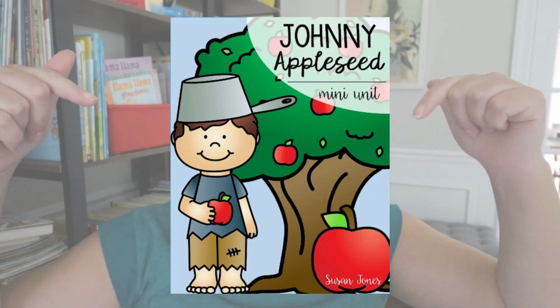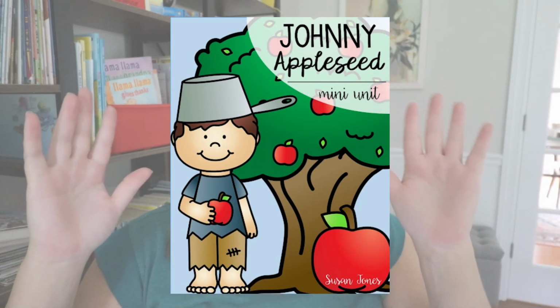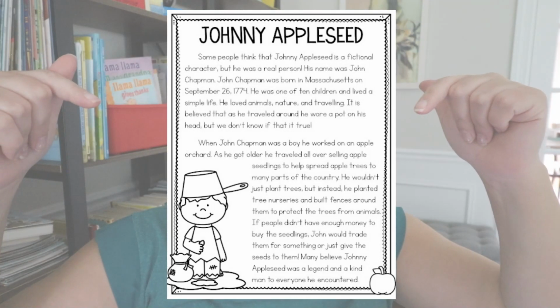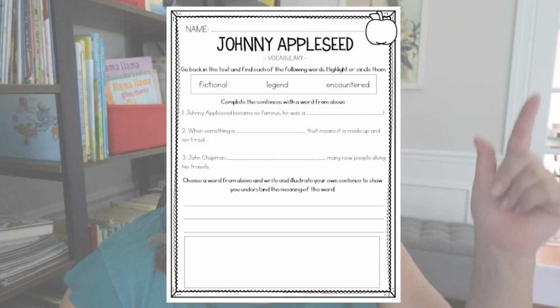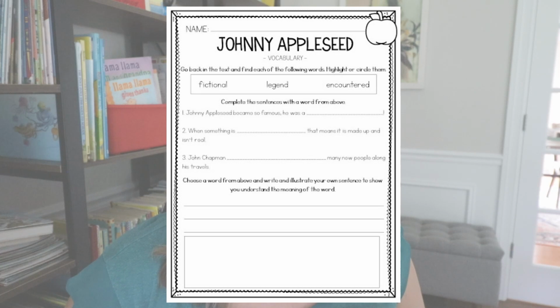It looks like this. And here is a full nonfiction sheet all about John Chapman that you can read aloud to your students. Now you can see by looking at this text that in second grade, your students would probably be able to read this independently, but in kindergarten or first grade, you'll want to read this with your kids. And then I also included a free vocabulary sheet here where your students can fill in the blanks, and then they can choose a word from above and illustrate to show that we understand what fictional, legend, and encountered really mean.